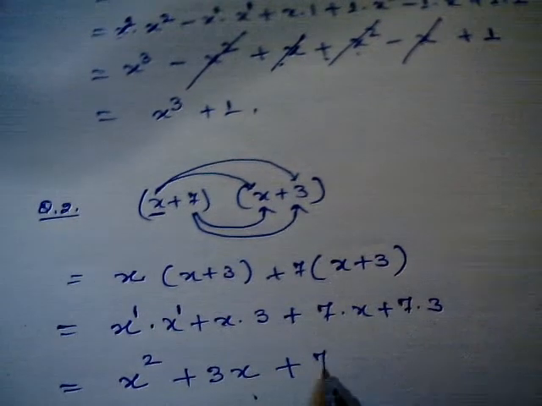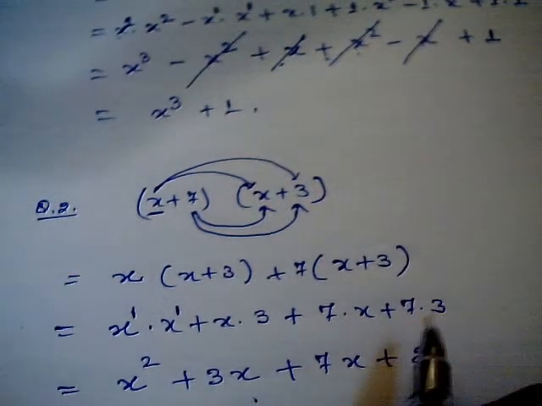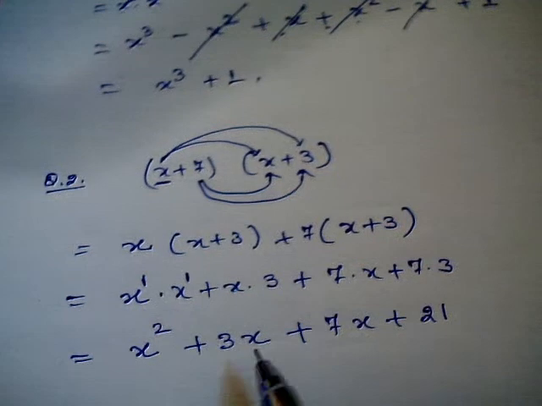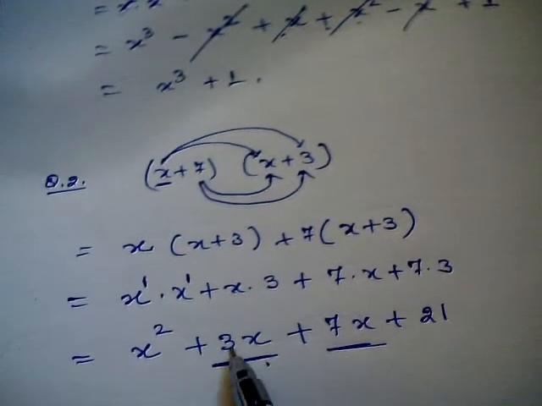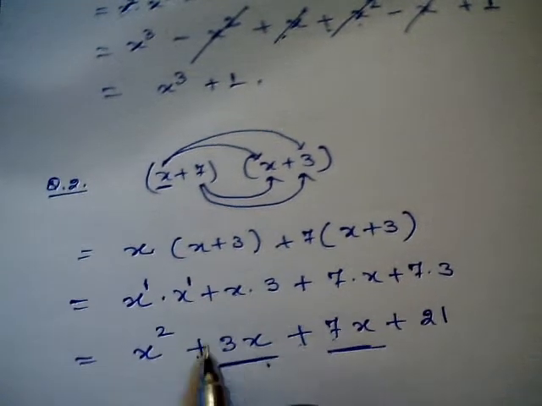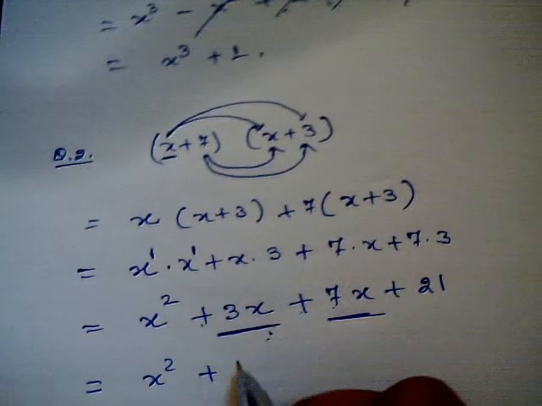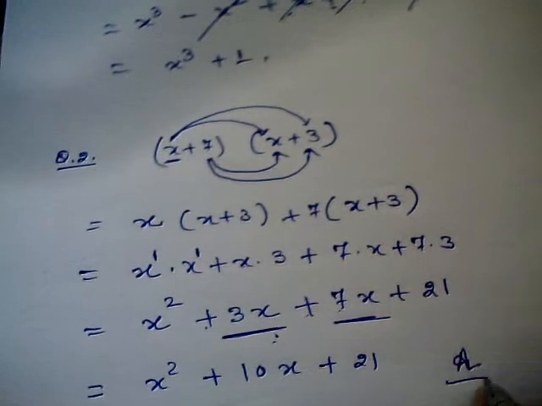Okay, now like terms will get added or subtracted as per the sign. So over here this and this are like terms, and both are positive. Here the number is positive 3, here the number is positive 7, so both will get added. That's going to be x square plus 3x plus 7x, that's going to be 10x plus 21. So this is how we have solved this question, and I'm going to do one more question in this video.